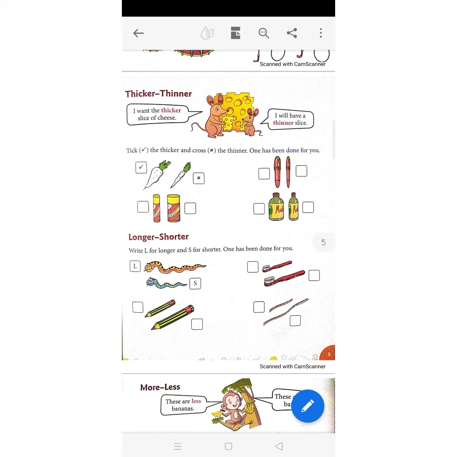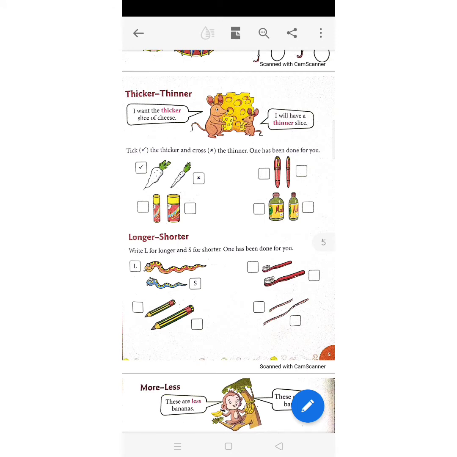Now next, one radish is thicker while the other radish is thinner. The pen on the left side is thicker than the pen on the right hand side. Similarly, the left hand side gum is thinner than the right hand side gum.